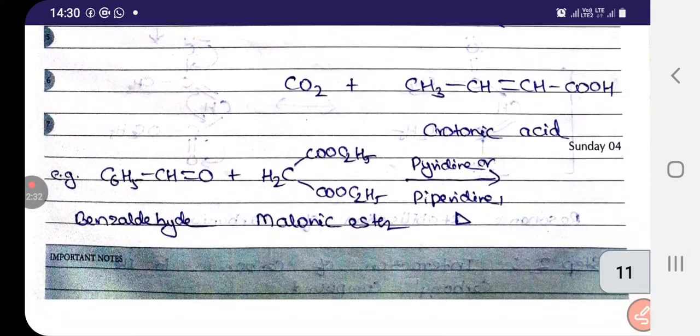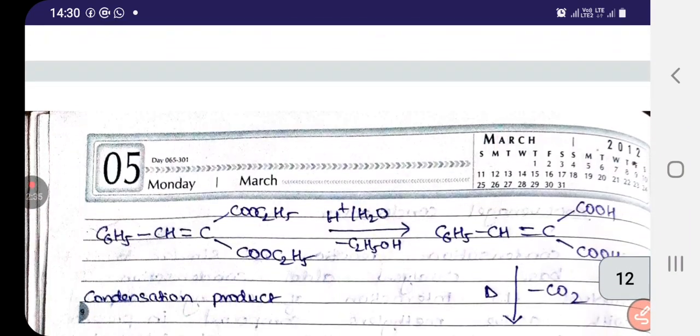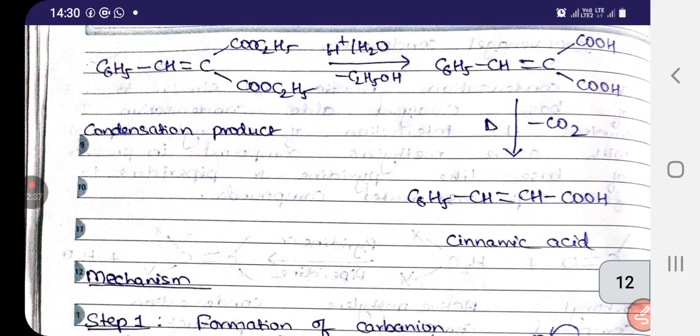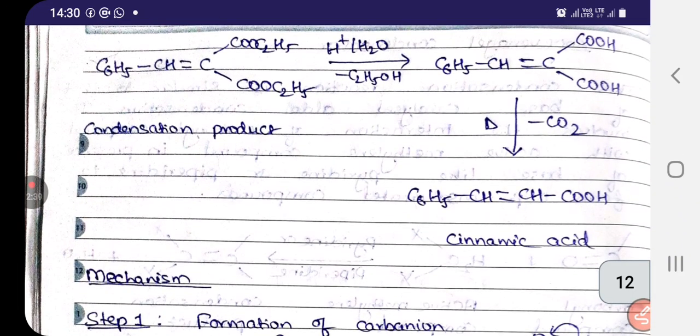There are some more examples given that you can easily use to show the Knoevenagel condensation reaction.